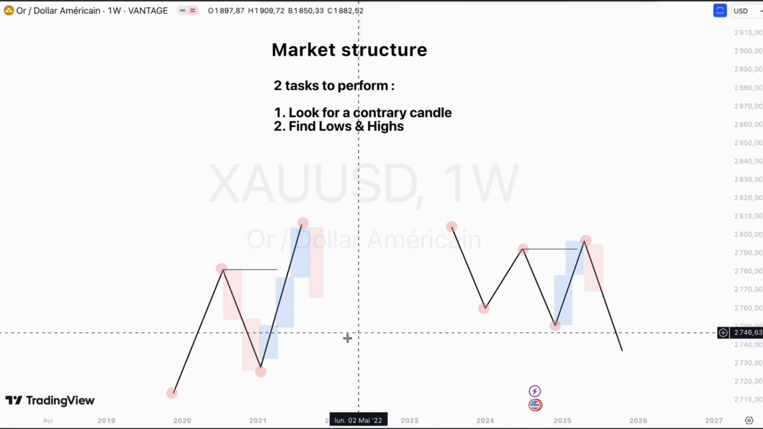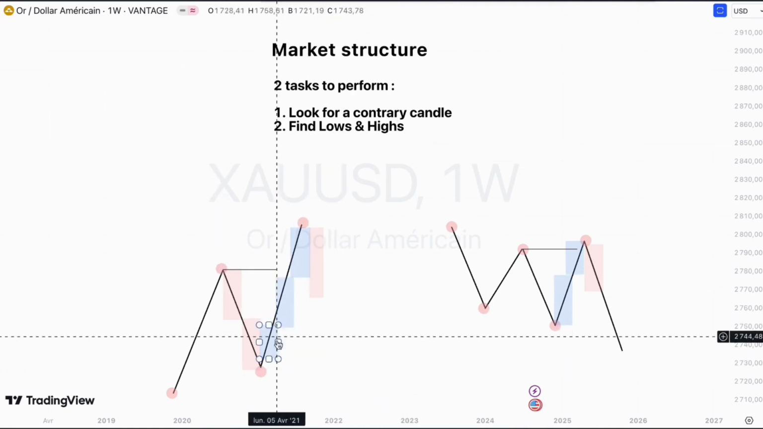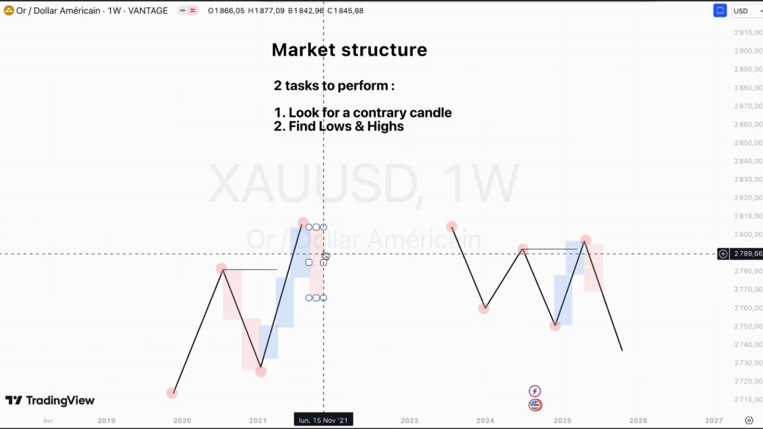I'll give you the opposite example. We are bullish, right? We break a higher high, so we break a higher high with bullish candles. So far, I think it makes sense to everyone. The first task to perform is simply to find the first bearish candle. There you go. That's our task number 1.